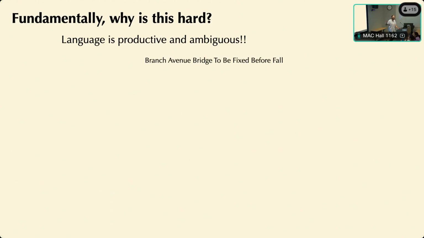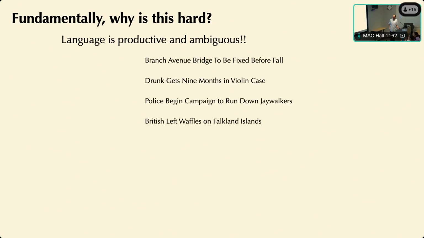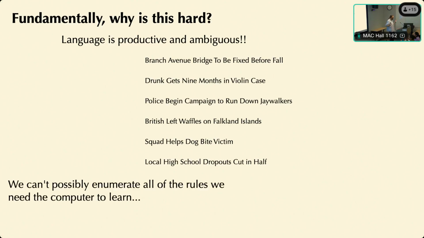Some examples of the ambiguity you run into in language are some of these hilarious headlines, right? The squad helps the dog bite. Is it a victim of the dog bite that is being helped by the squad, or is the squad assisting the dog in biting the victim? Both are accurate. As humans, we can look at this and probably tell that the drunk was not put in the violin case for 9 months. It's that the drunk did something involving a violin that led to 9 months in prison, right? But a computer has a much harder time disentangling that. And we can't enumerate all of these.